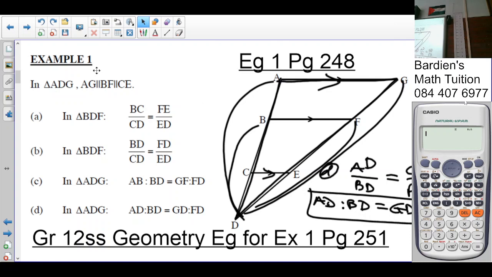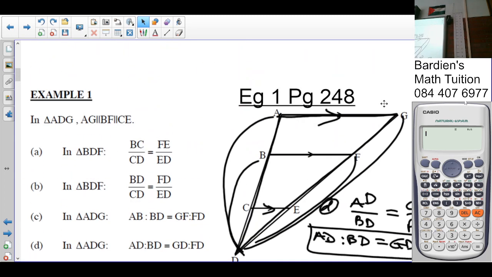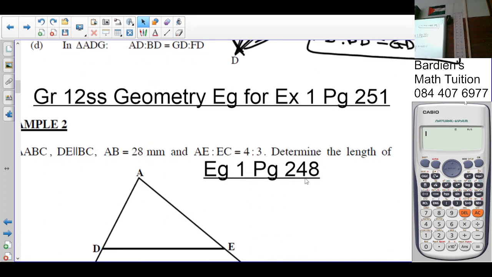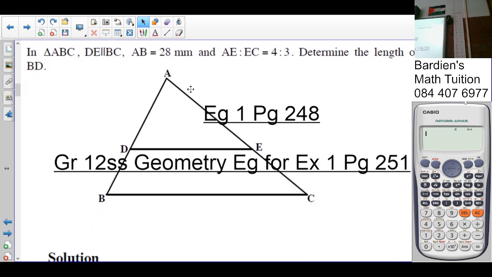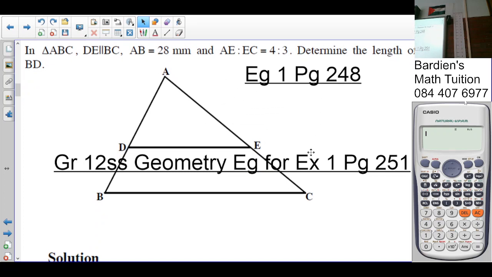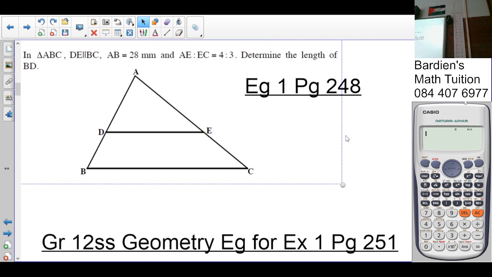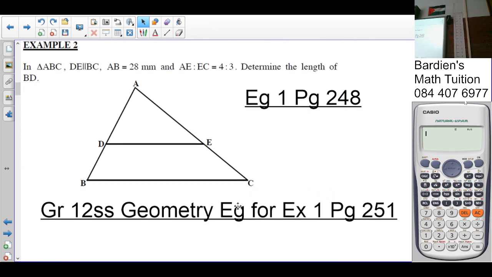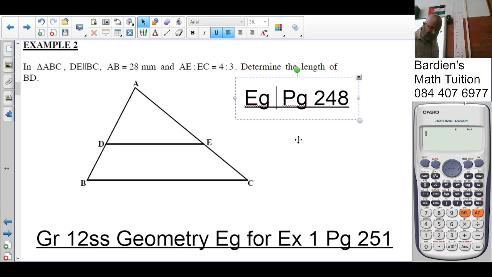Okay. Let's go to example 2. And example 2 is on page, sorry? Same page. Okay. So example 2 is on page 248. Okay. Any problems there?